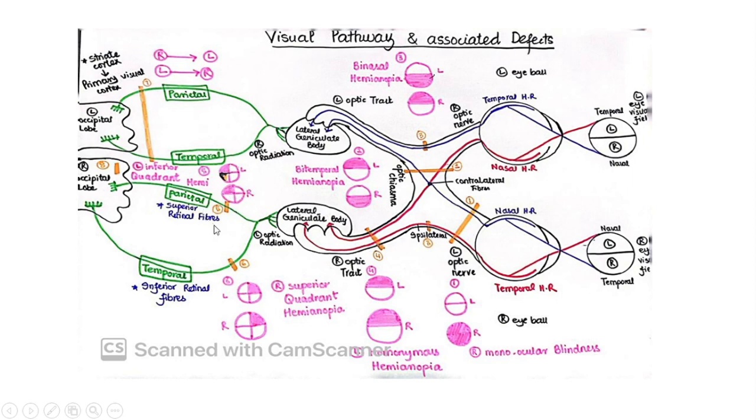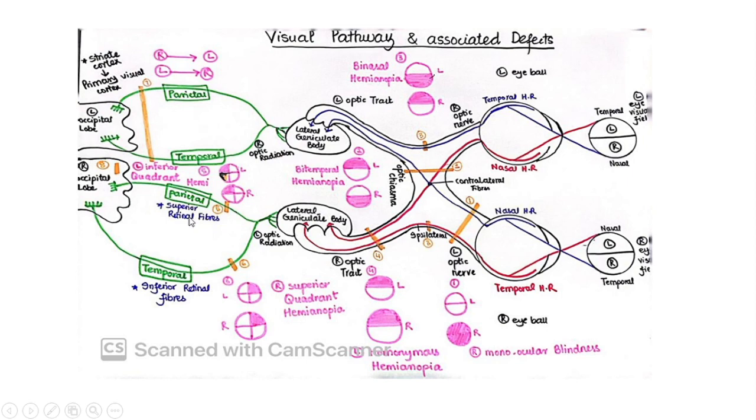Two things we need to consider in this. One is which side the lesion is on. As these are the right superior retinal fibers, the lesion will be on the left side, as we have already discussed. The lesion will be here and here.